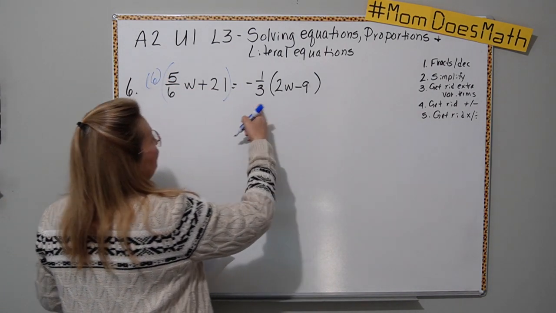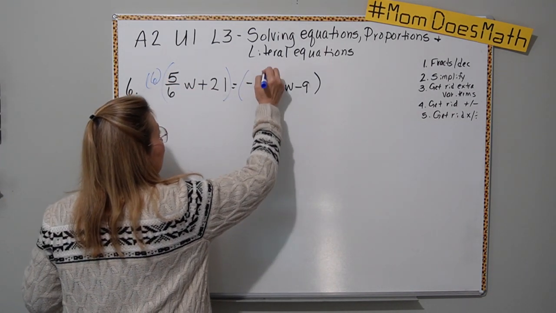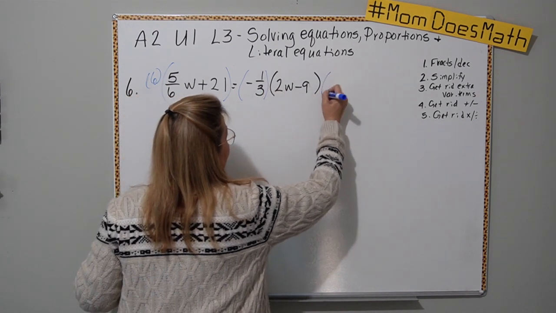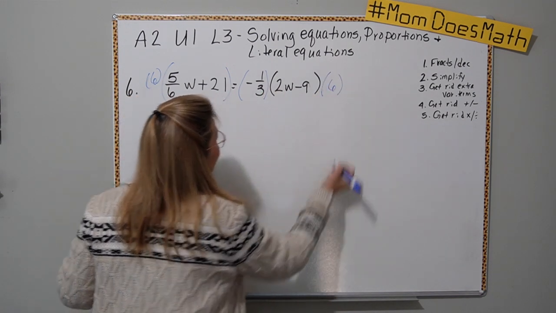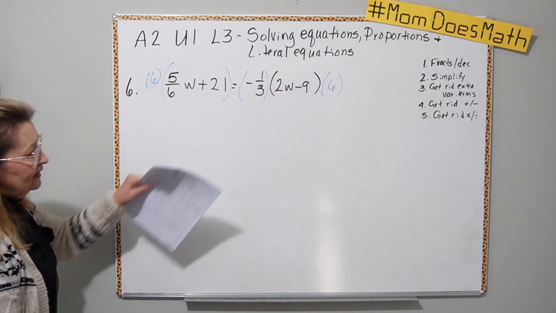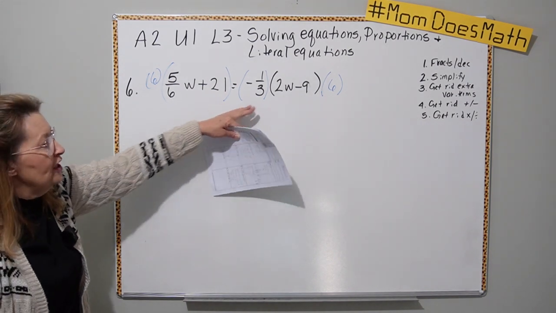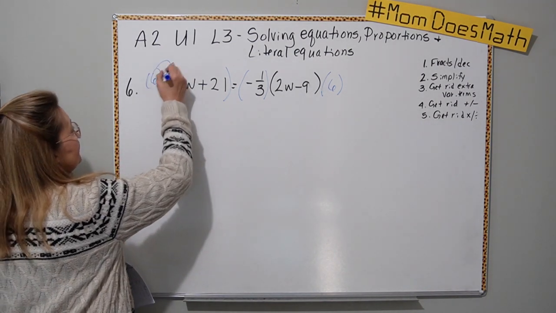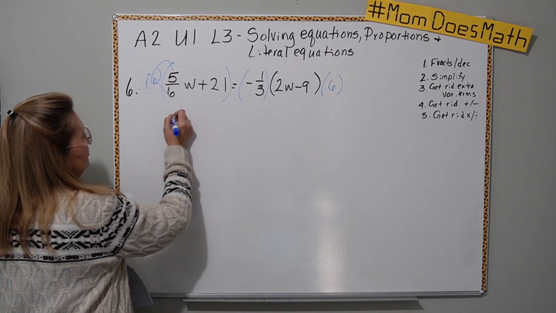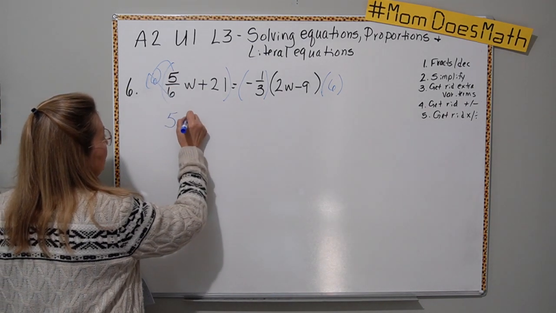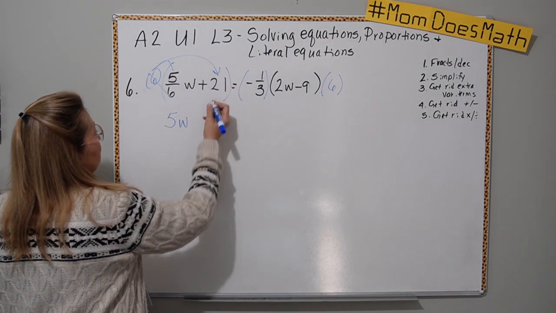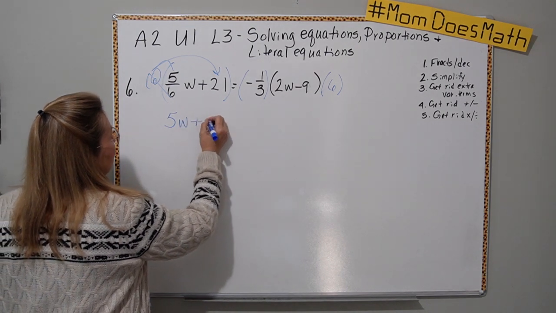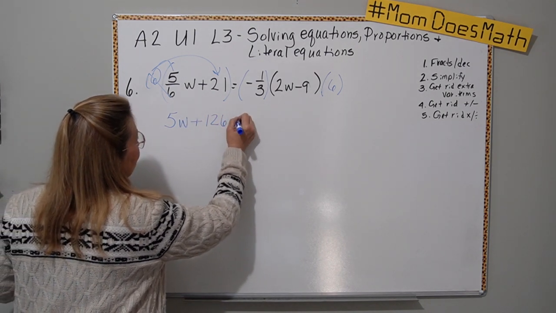Now, you have to understand, over here, these two numbers are already factors. So when I just multiply the side by 6, it's going to look a little bit differently over here than it is over here. When I multiply 6 times 5/6, those two cancel out, so I have 5W. And then 6 times plus 21 is going to give me a positive 126.